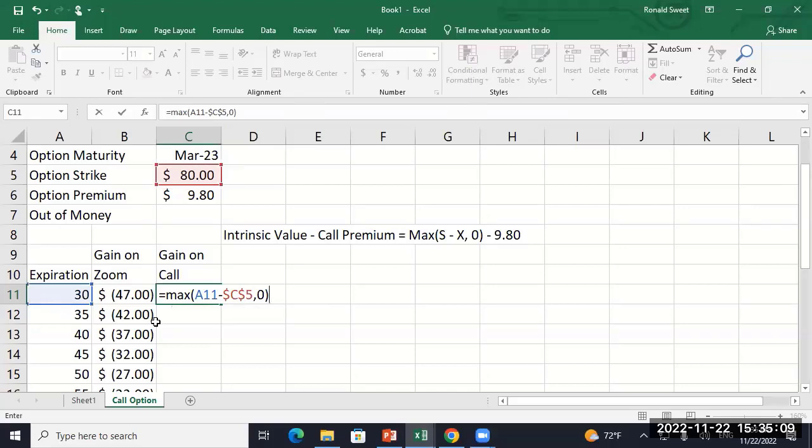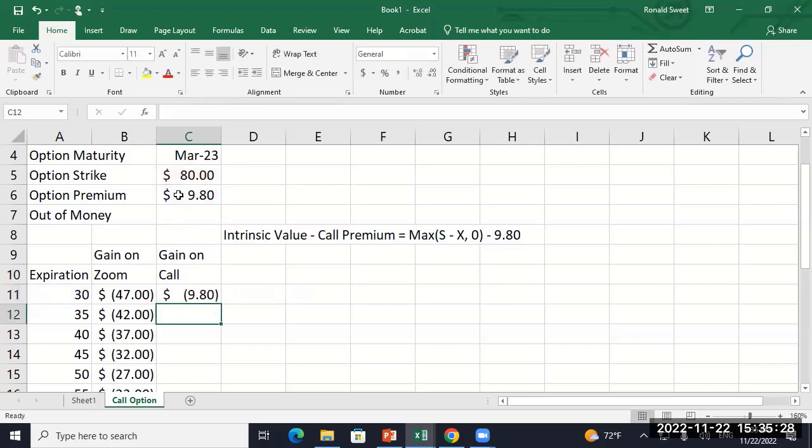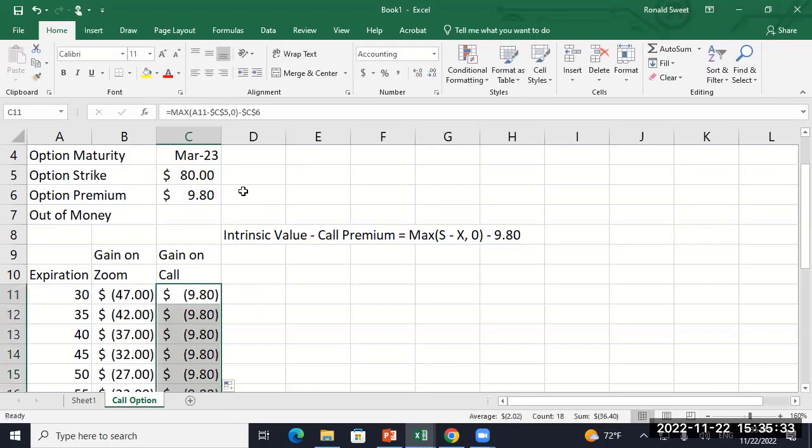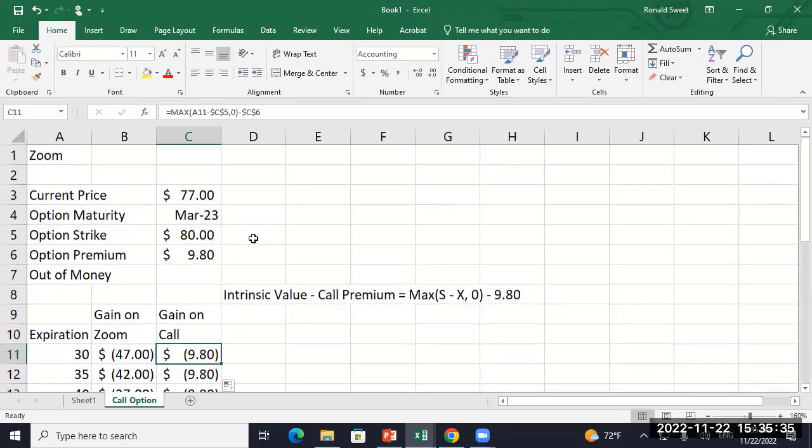You're going to execute this option if the stock's trading for 30 bucks. Someone's hoping you do, but it'd be really crazy to do that. Why would you buy a stock for 80 bucks when you can buy it for 30? So that's going to be 0. But then we paid $9.80 to get that. All right, before I copy this down, when is this going to go positive?